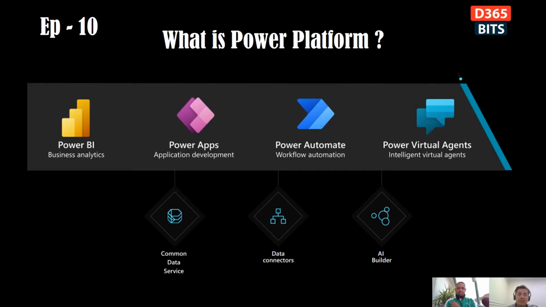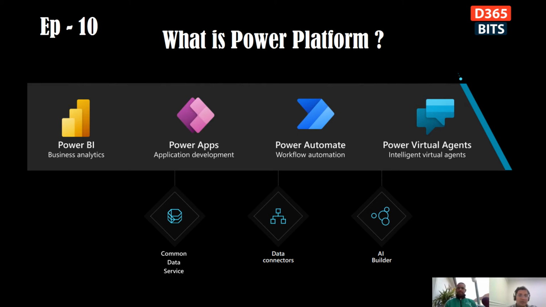Let's talk about Power Platform because we have audience from SAP as well as from the Dynamics space. So let's introduce the Power Platform for the interest of the SAP audience so that they get an understanding of what Power Platform is. Power Platform basically consists of four major components: Power BI from the left side, Power Apps, Power Automate, and Power Virtual Agents. So these are the four major components that we have.